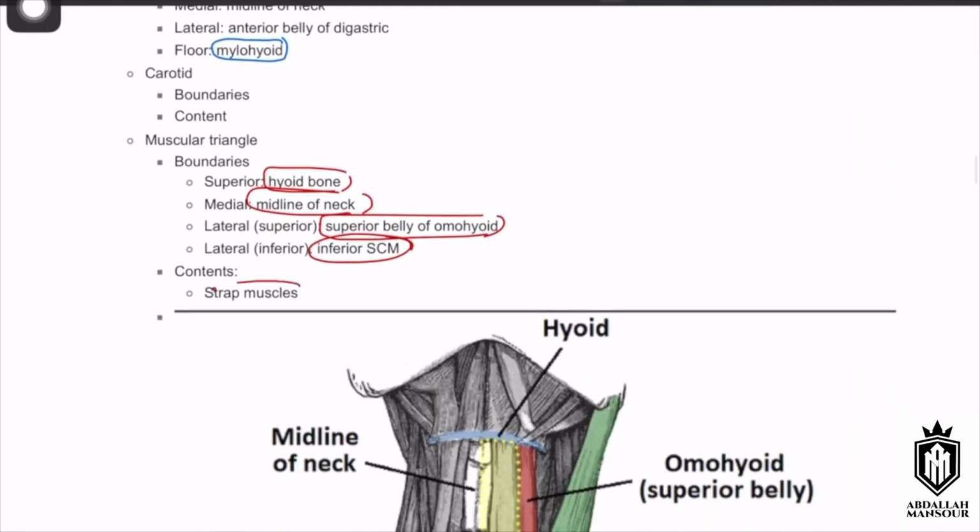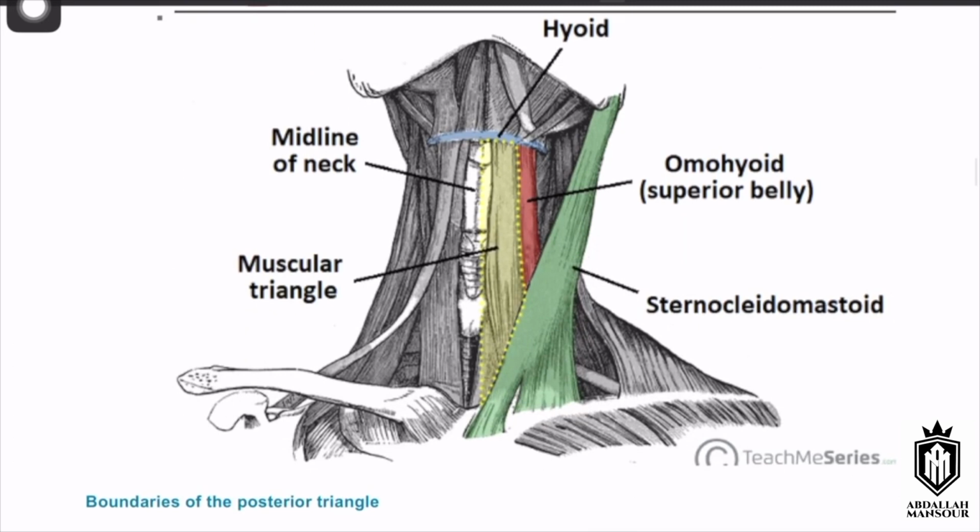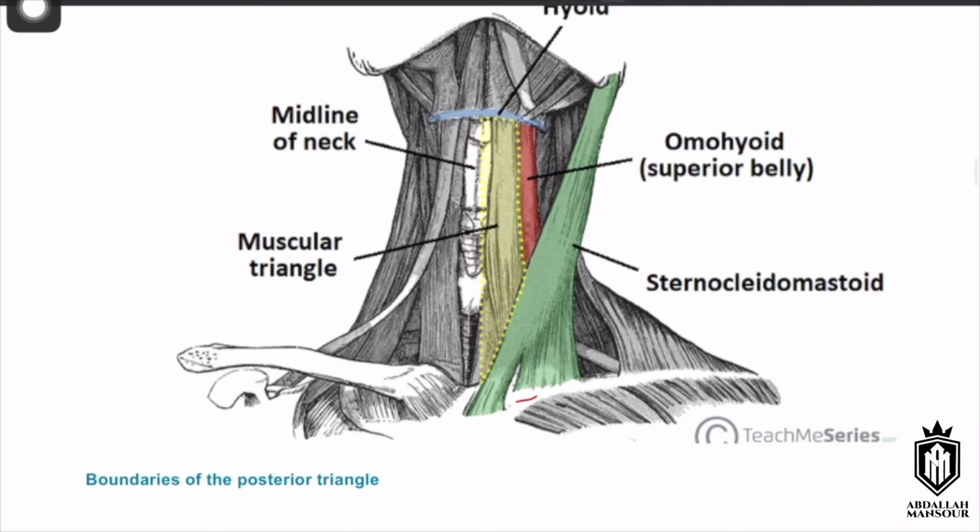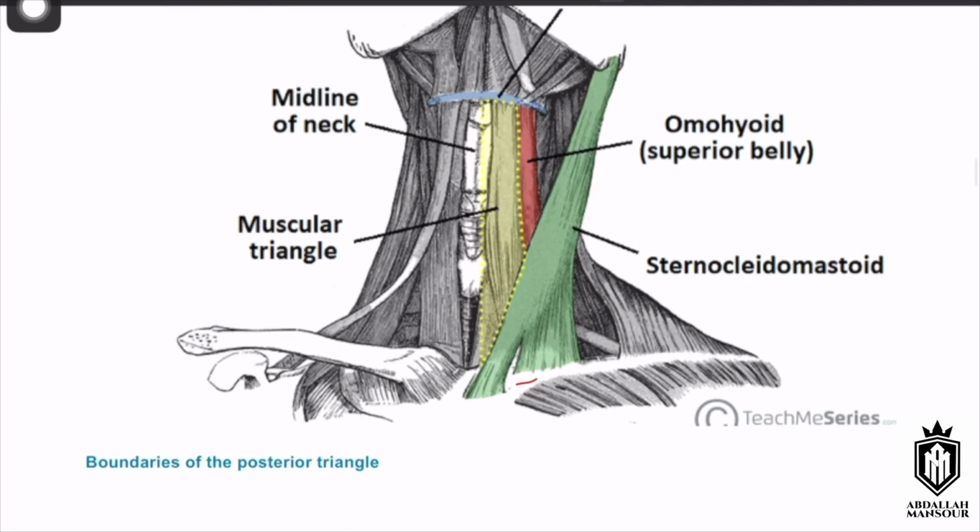Okay, so it contains the strap muscles or infrahyoid muscles. These are the infrahyoid muscles. They come from the sternum, so you have the sternohyoid, sternothyroid, and thyrohyoid muscle as well. Okay, so this is the muscular triangle, and like I said, it doesn't look like a triangle. It's sort of that shape. Okay, great.